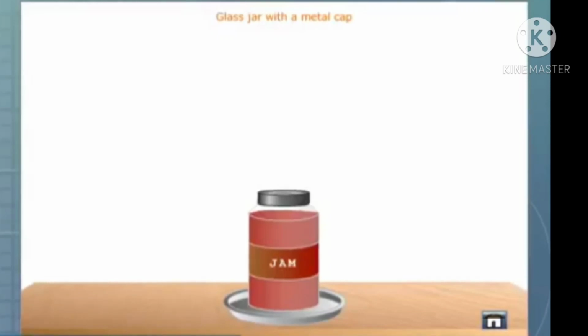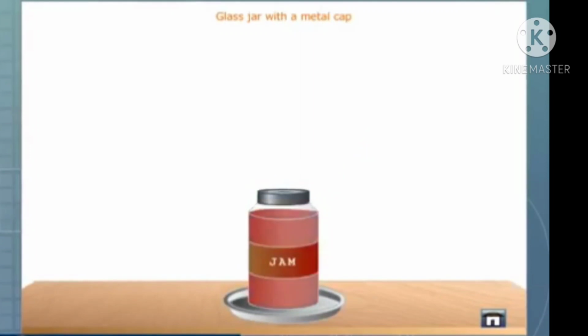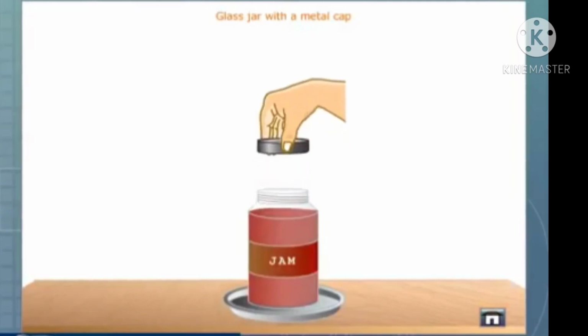To remove a stuck cap from a bottle, pour hot water on the neck of the bottle. When hot water is poured on the cap, it will expand. As a result, it can be removed easily. These are some advantages of thermal expansion.